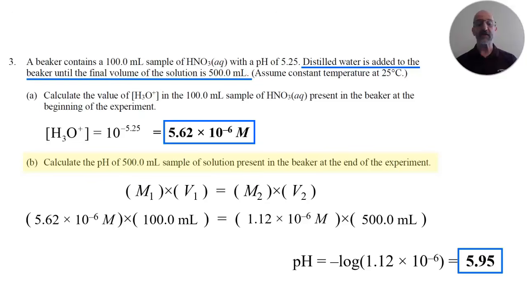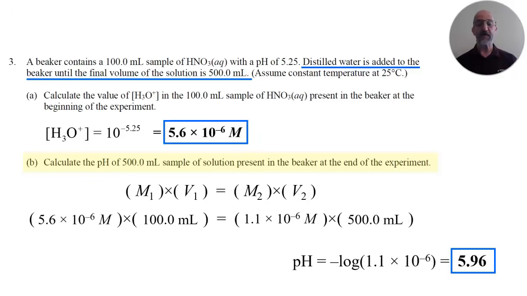And when I took the negative log of that value, I got 5.95. So the answer to part A of question 3 is approximately 5.6 times 10 to the negative 6. And the pH in part B is approximately 5.95 or possibly 5.96. All right, well, the first 3 questions in this lesson, in this packet, relate to topic 8.1.